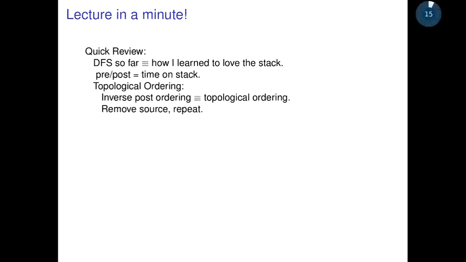Okay? So there are pre and post numbers. Those are telling you time on stack. We're going to review this real quick anyway. Topological ordering, which is that the inverse post-order number is a topological ordering of the graph. And another way, I gave you two algorithms for that, is remove a source and repeat.